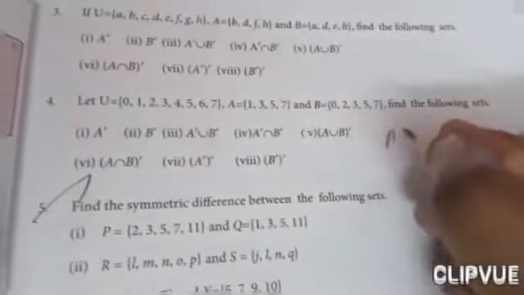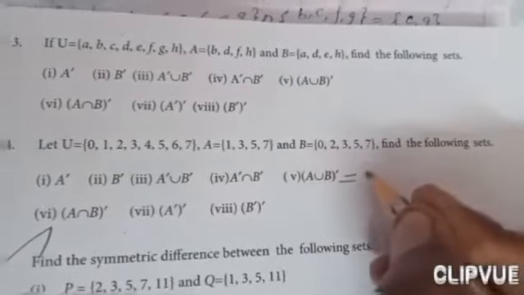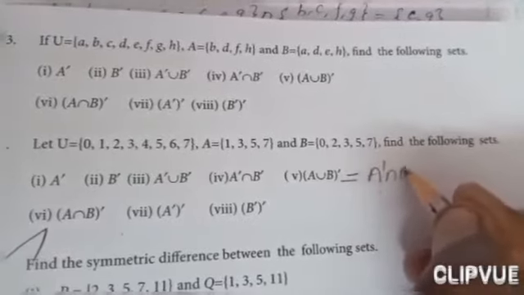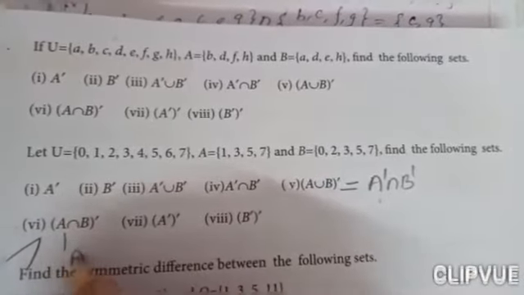Before that, I will explain one formula. A union B the whole dash is A dash intersection B dash. For this one, A intersection B the whole dash is A dash union B dash, opposite. A dash of dash equals A, B dash of dash equals B. That means you have to write the elements of set A here, and here you have to write the elements of set B.